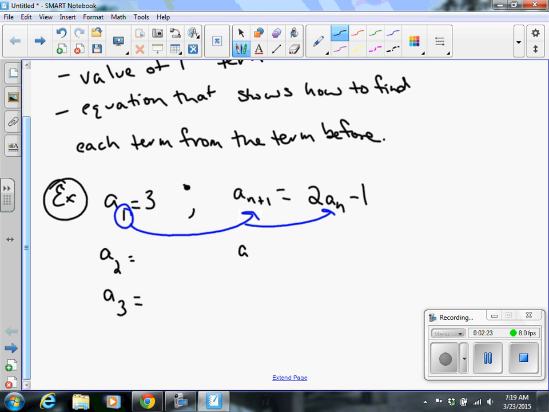So I have a(1+1) equals 2 times a1 minus 1. Okay, so I'm going to plug in the information that I know based on this. a(1+1) really means I'm finding a2, which is what we're looking for. So then I have 2 times, well, what is a1? a1 is 3, minus 1. So a2 then has to equal 5.